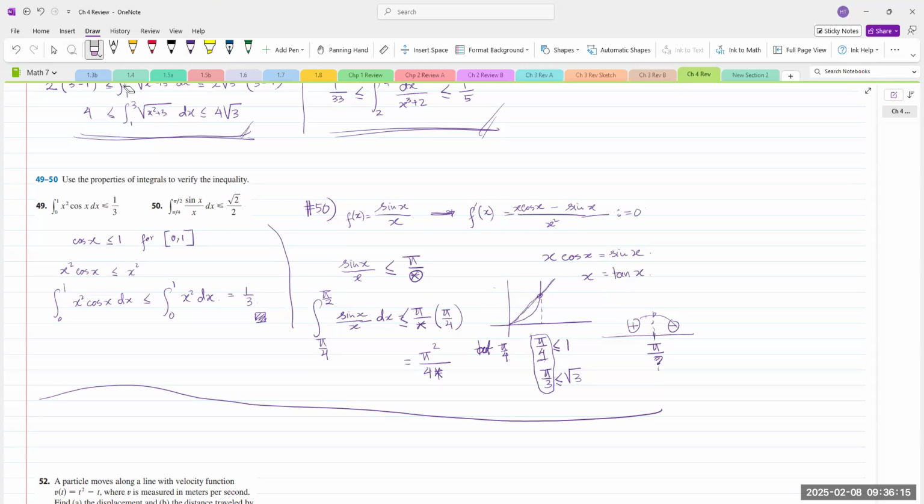If this were pi over 3 instead of pi over 4, then it's okay. Do you know why? Let me change the question a little bit. If the integral is from pi over 3 to pi over 2, on that interval the function is decreasing already. And if the function is already decreasing, then the maximum value must happen at pi over 3. You see?